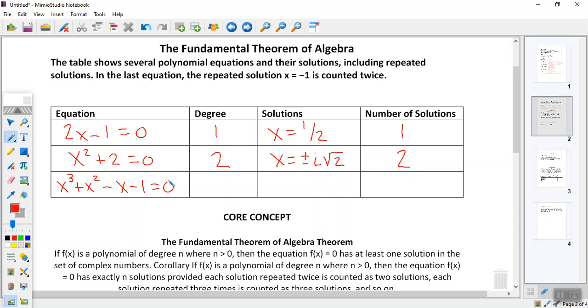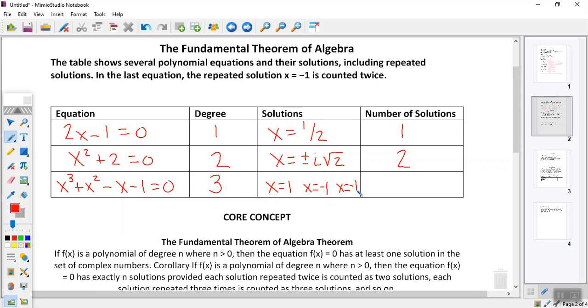3. All right, I'm just going to tell you your solutions here are x equals 1, x equals negative 1, x equals negative 1. Now, guys, how many times did negative 1 get accounted for? Twice. It's a double root. If you would have factored that, you would have factored it into 3 different parts. Negative 1 would have shown up twice.